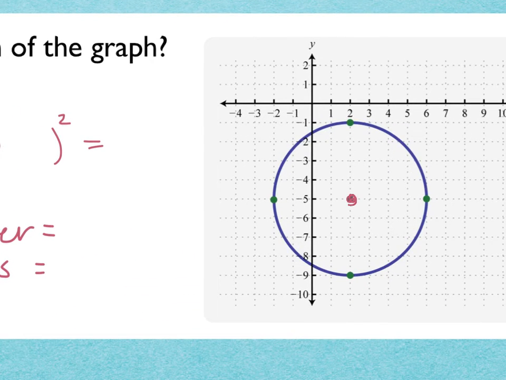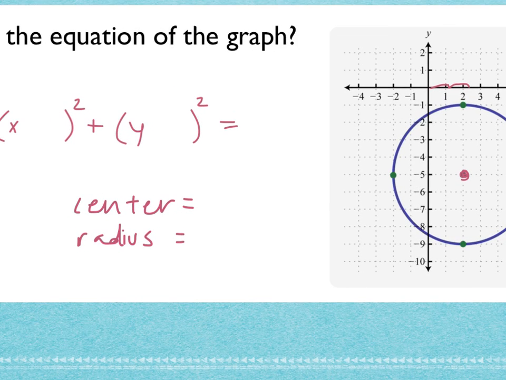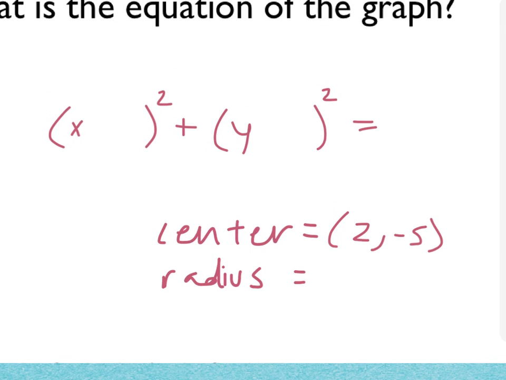So looking at our center, we go to the right 2 and down 5. So our center is 2, -5. So before, when we found our center, we had to change the signs, so the same thing works when we go backwards. So since we have a +2, we need to plug in a -2. And since we have a -5, we need to plug in a +5.